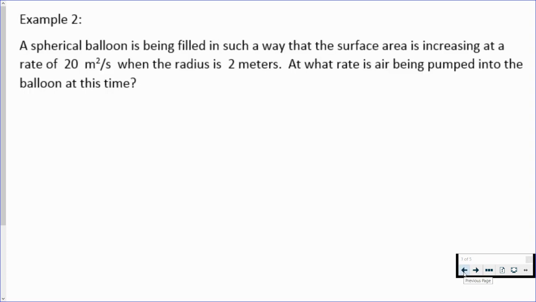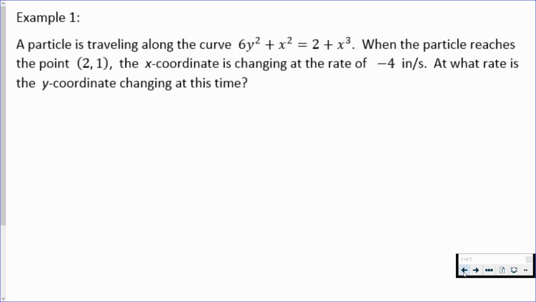Well, I think I skipped example 1. Here we go. So here is an example that's going to look very similar to what we've done before. There's going to be one extra piece though. When we take a derivative of an x, we have to have a dx/dt. When we take a derivative of a y, we have to have a dy/dt. So let's take a look at this one.